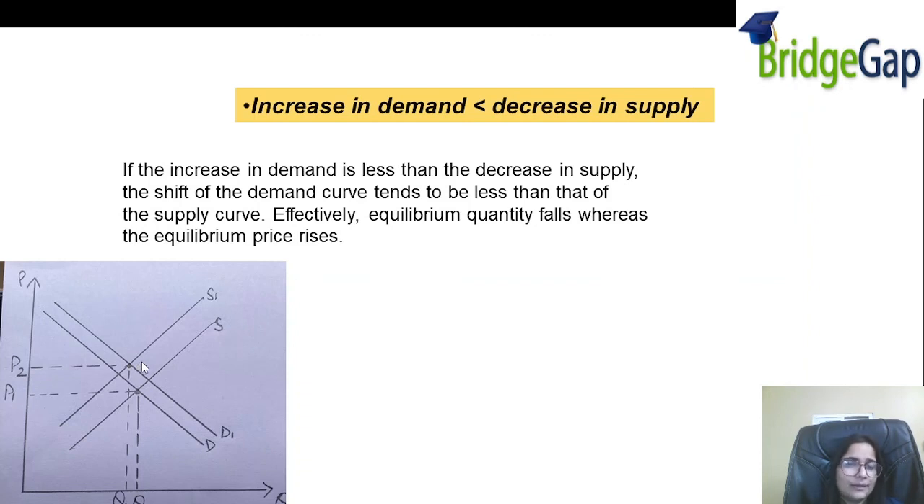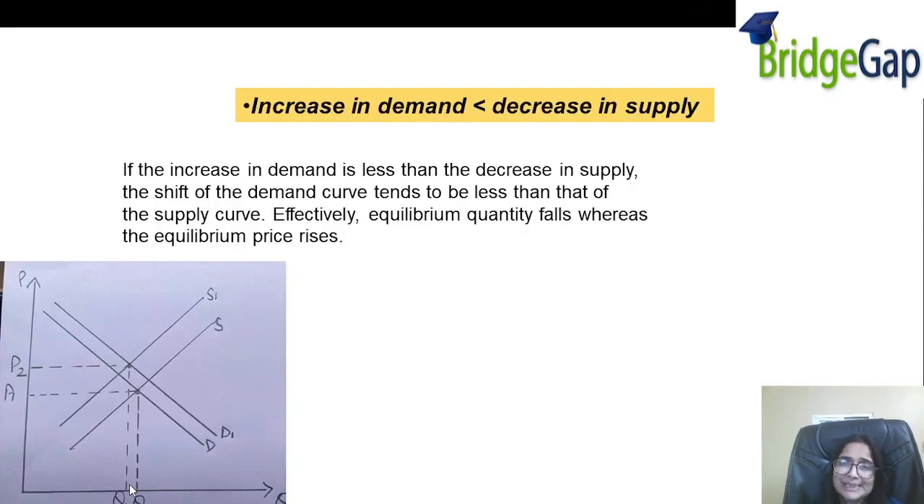Again, it will cause the prices to hike because consumers want to buy the product, the demand is there, but the supply is low. It is still a situation of excess demand only. So the equilibrium quantity will fall, whereas the equilibrium price will increase. This is our new equilibrium price, and this Q2 will be our new equilibrium quantity.